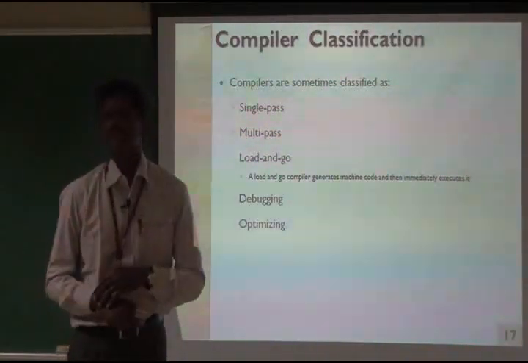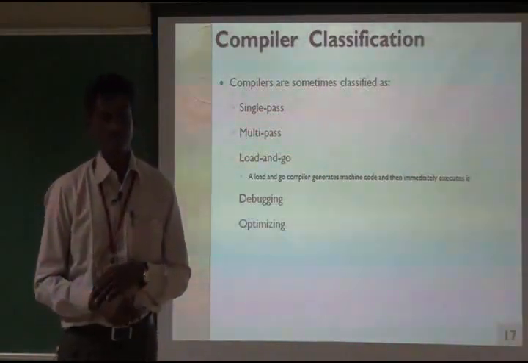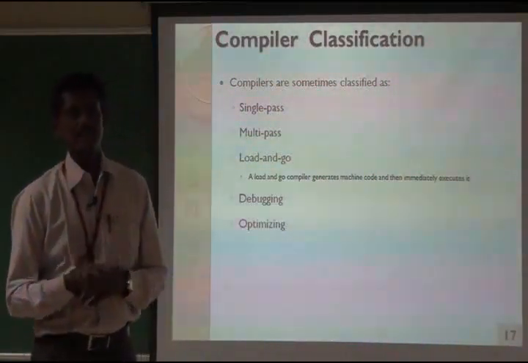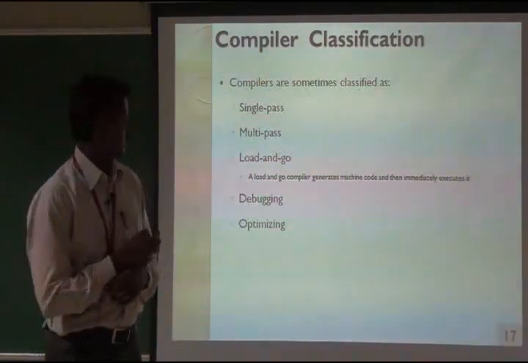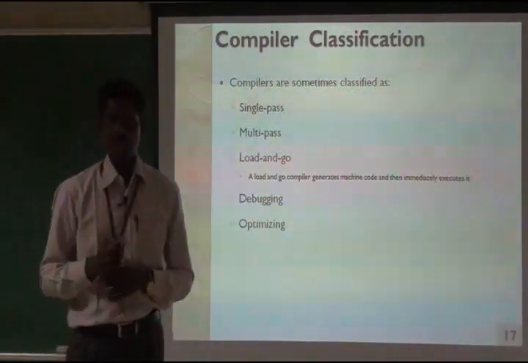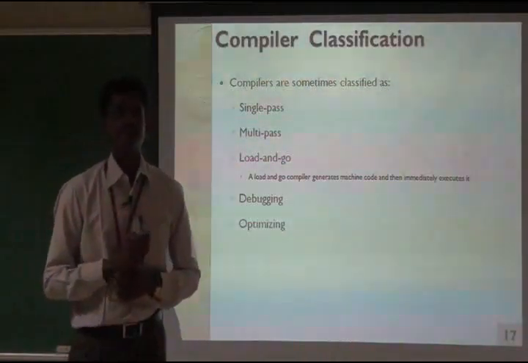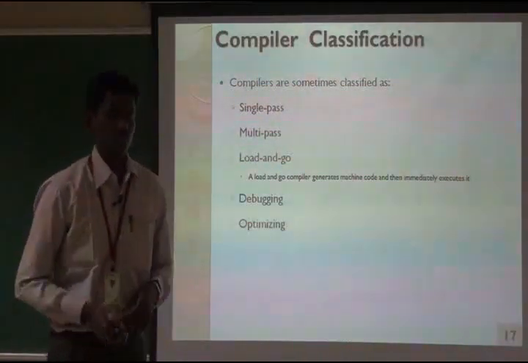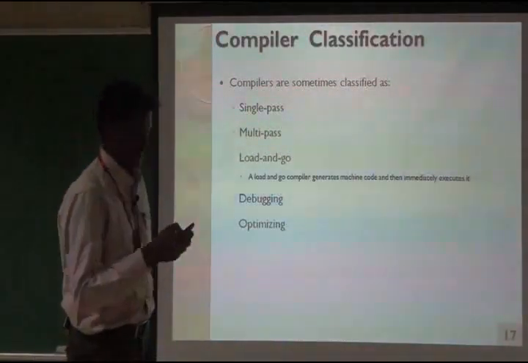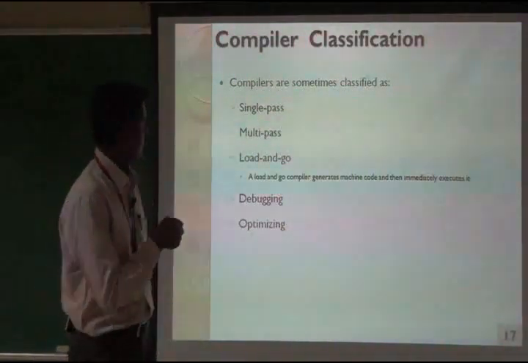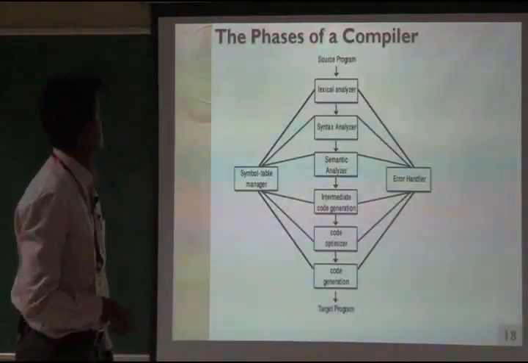The debugging compiler: some compilers allow debugging operation also. By this, the user can go for error finding. And finally, the optimizing compiler. Nowadays we have optimizing compilers, where the compiler automatically goes for some optimization. So anyway, based on the functionality of the compiler, it may go for these types.